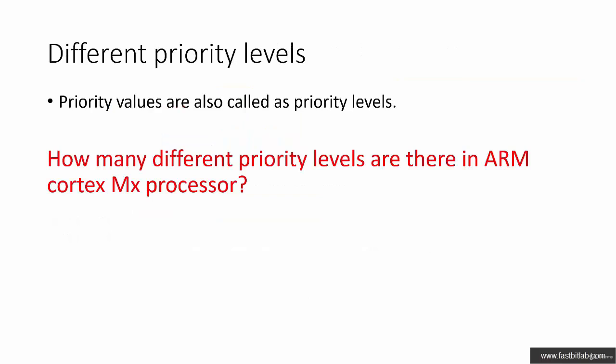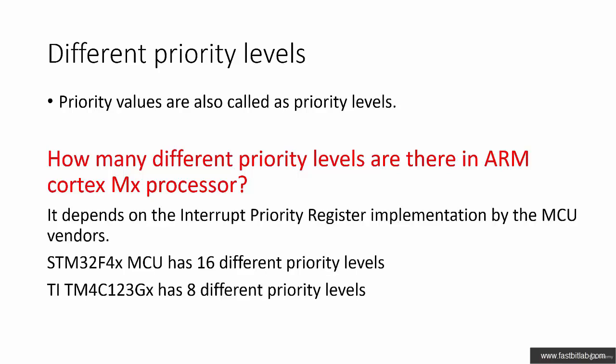Let's understand different priority levels. By the way, priority values are also called as priority levels. How many different priority levels or priority values are there in ARM Cortex-M processor? You should know this before you configure any interrupt for any priority value or priority level. The answer is it depends on the interrupt priority register implementation by the microcontroller vendors.